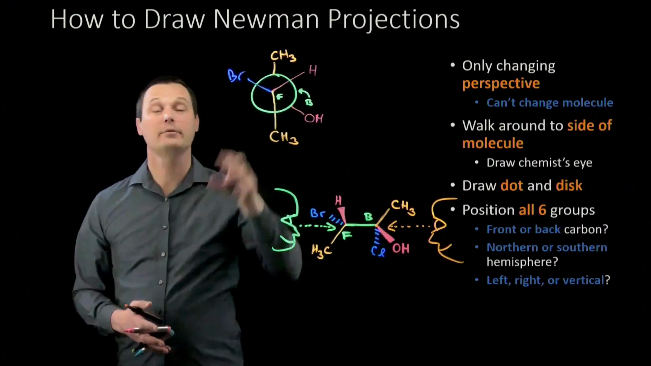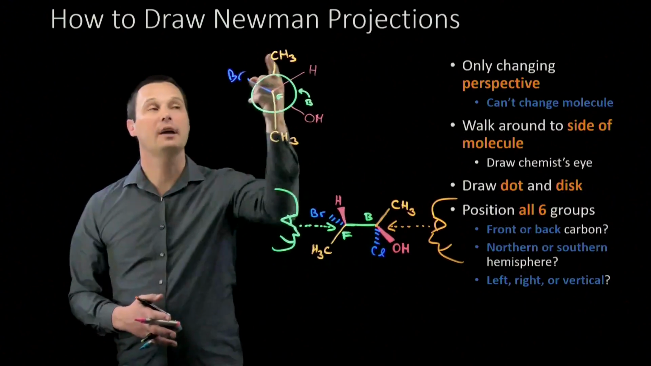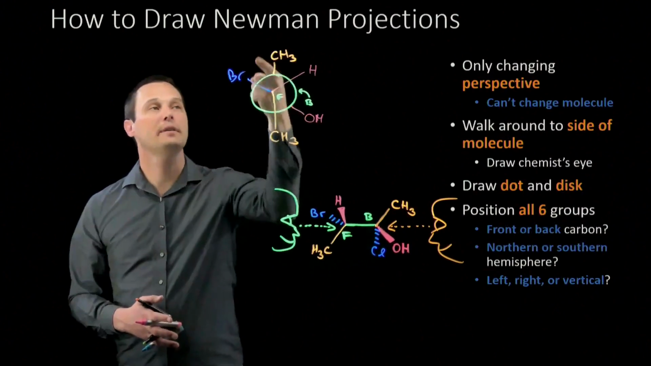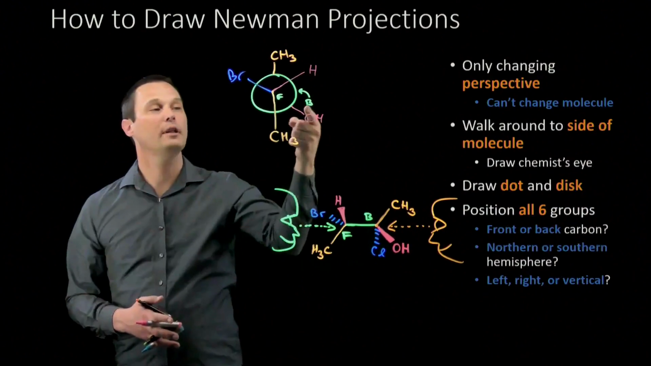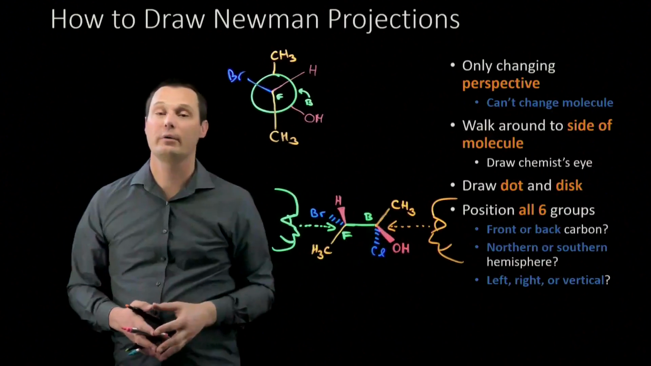I actually have enough information here to figure out where the next group goes. The groups on the back carbon also have to be offset by 120 degrees. So if I have a group at the top 12 o'clock position and the bottom 4 o'clock position, I also need a group at the bottom 8 o'clock position. But let's go ahead and figure it out using our 3 questions.